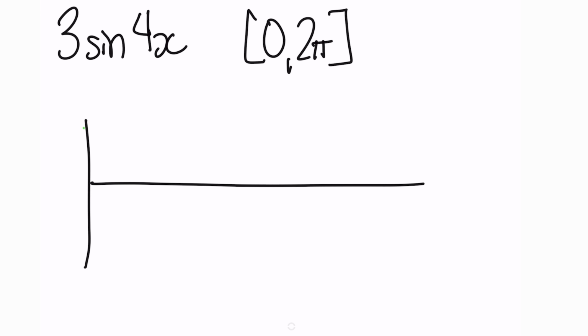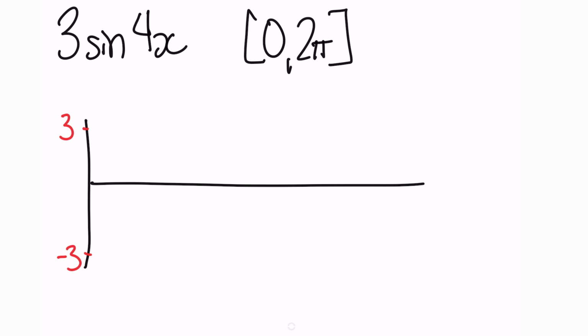Next, I look at A, which is our amplitude. And as you can see, the amplitude is 3. What this means is that my graph, instead of being between 1 and -1, as it is in our base trigonometric function, is now between 3 and -3.